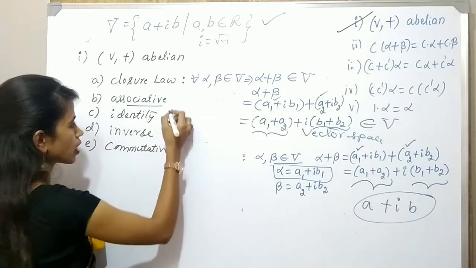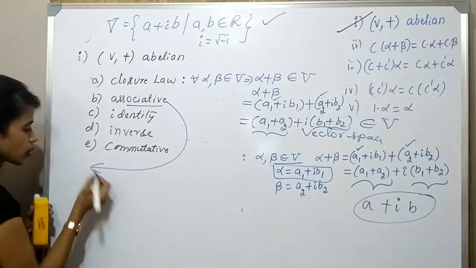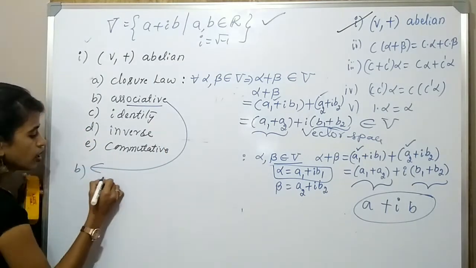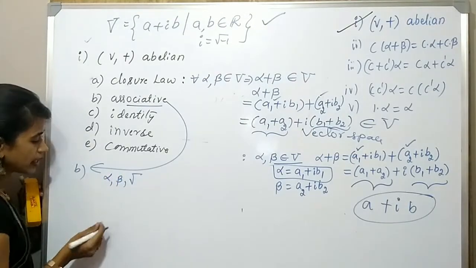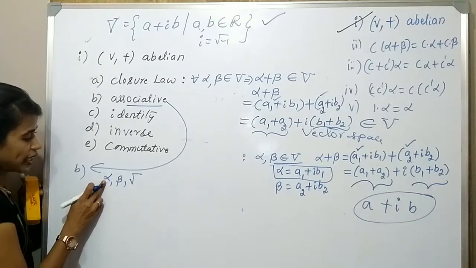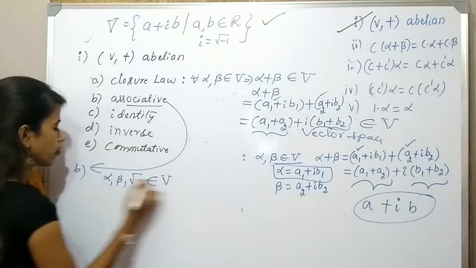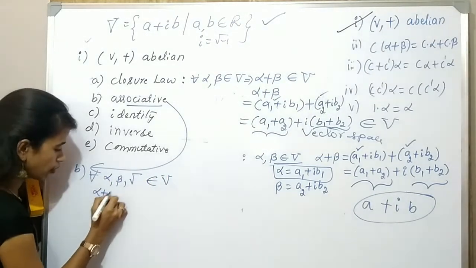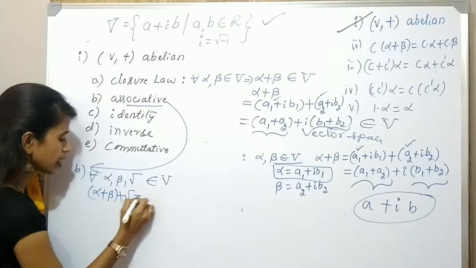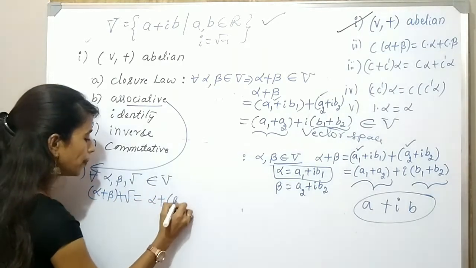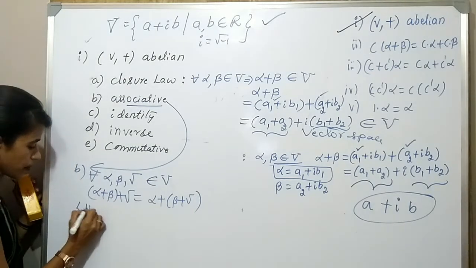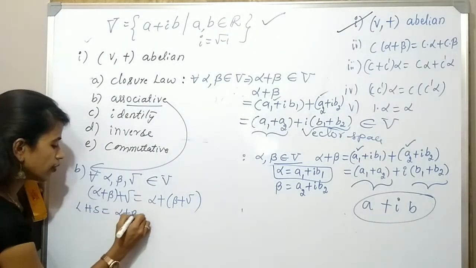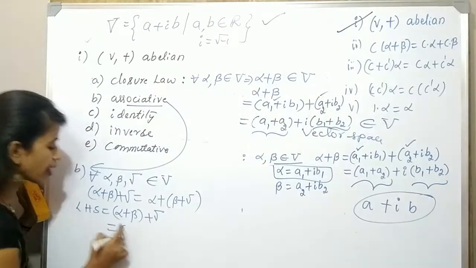What does it say? Associative law. Here I am taking associative law. For the associative law we need three elements, alpha, beta, gamma belonging to V. For all alpha, beta, gamma belonging to V, (alpha plus beta) plus gamma is equal to alpha plus (beta plus gamma). That is the associative law. For that, consider LHS. So what is LHS? (Alpha plus beta) plus gamma.